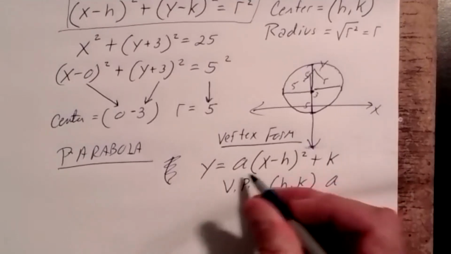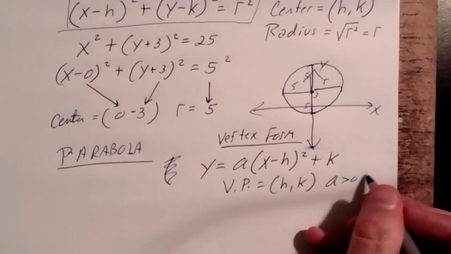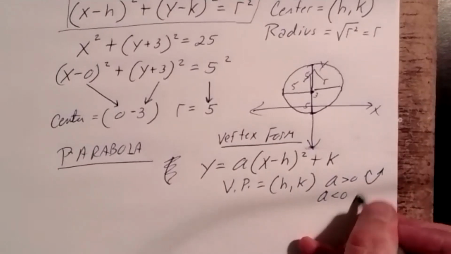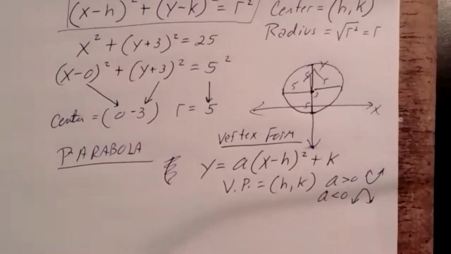And keep in mind, if a is greater than 0, the parabola will open upwards. If a is less than 0, the parabola opens downwards. So that's the equation of a parabola that opens upwards or opens downwards. Let's see, anything else we need to know here?